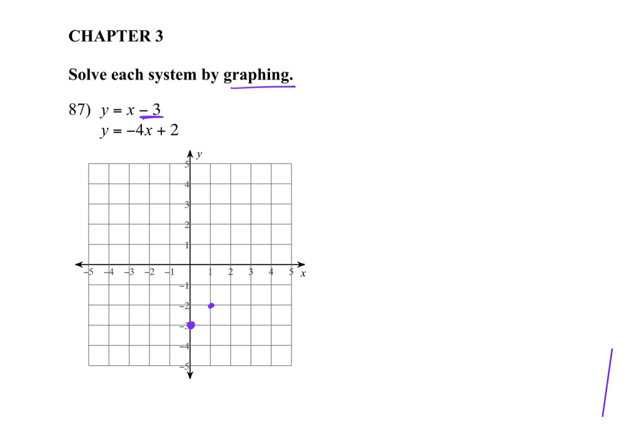If I can get it to graph, that's good. I'm going to keep doing this. Once you do that, you're going to graph your next line. Same way, start at your y-intercept, walk by your slope. Negative 4 over 1 goes down 4 and over 1. That's where this guy crosses.